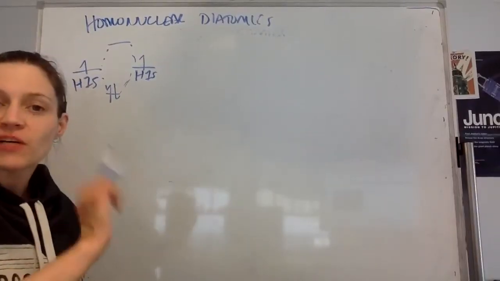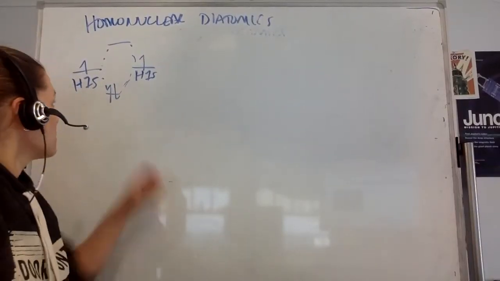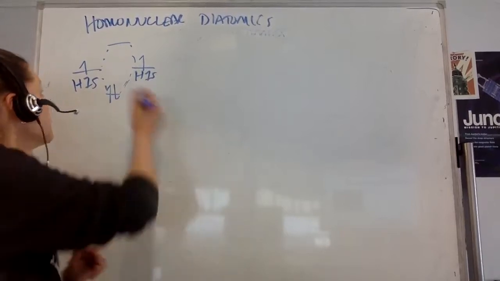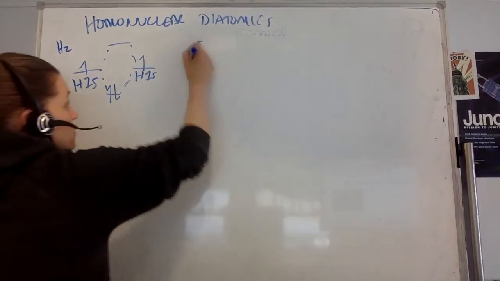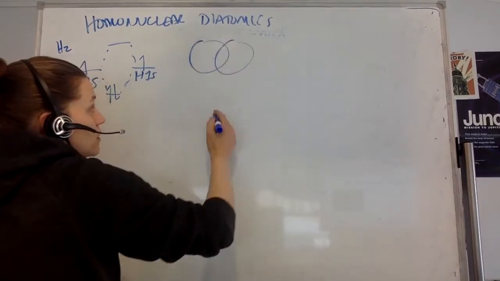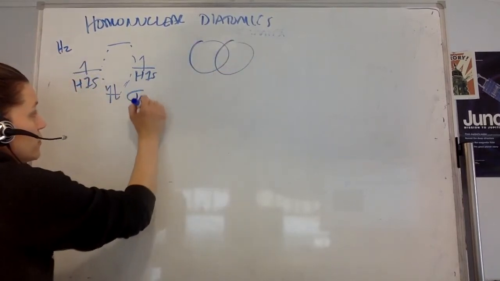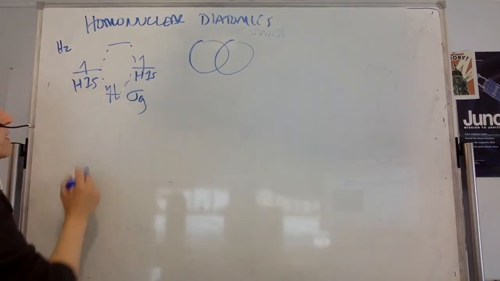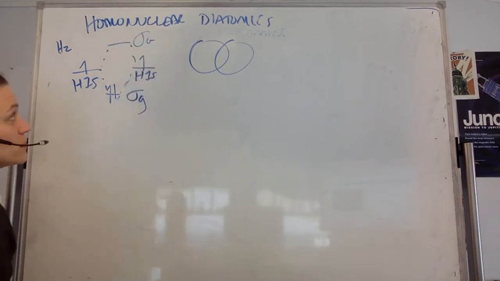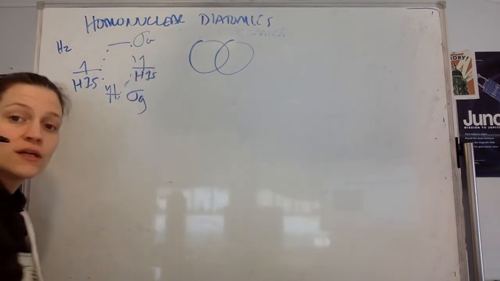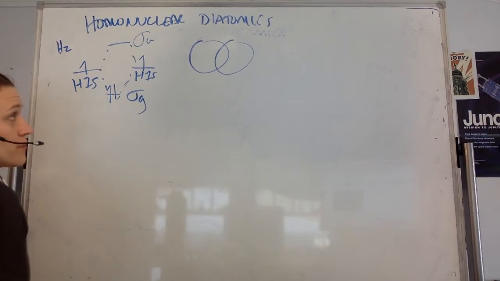Hello. We're talking about homonuclear diatomics. So you've probably seen this picture before. This is H2. We've got a 1s orbital and a 1s orbital, and they are going to be combining together to give you a sigma g, which is sigma gerade, the bonding orbital. There's also the option of a sigma u, which is sigma ungerade, which is anti-bonding.